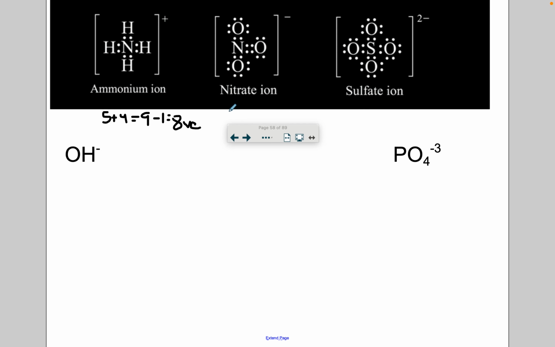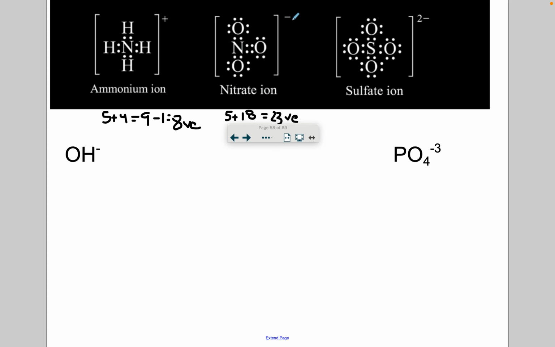Same thing with nitrate. Nitrogen has 5, and then we have 3 oxygens at 6 apiece for 18. So then you take 18 plus 5, and you get 23 valence electrons.